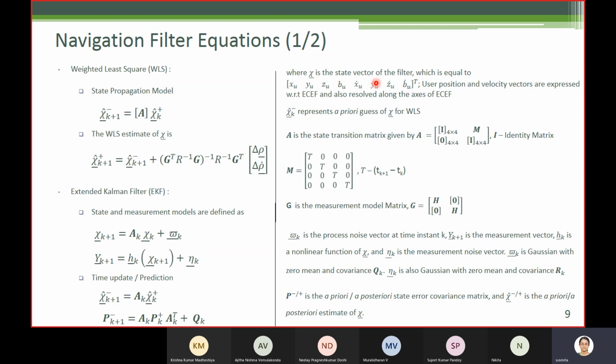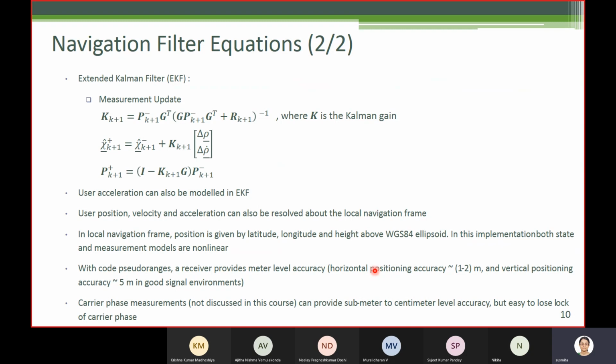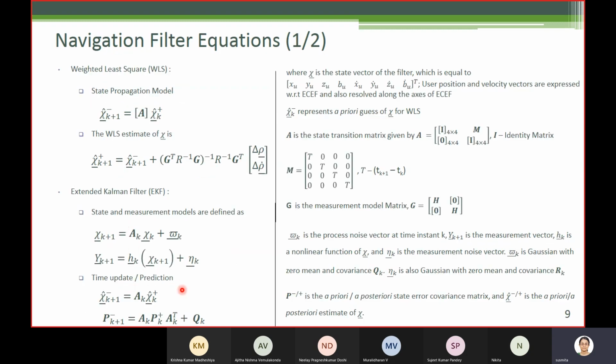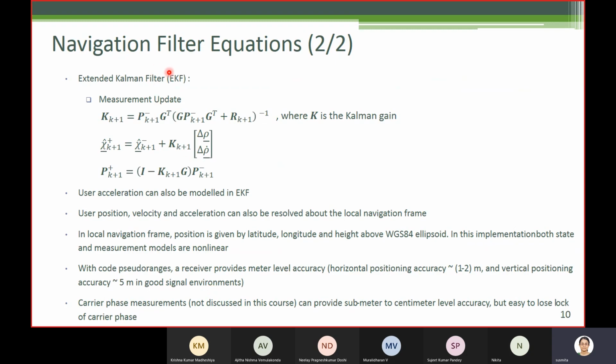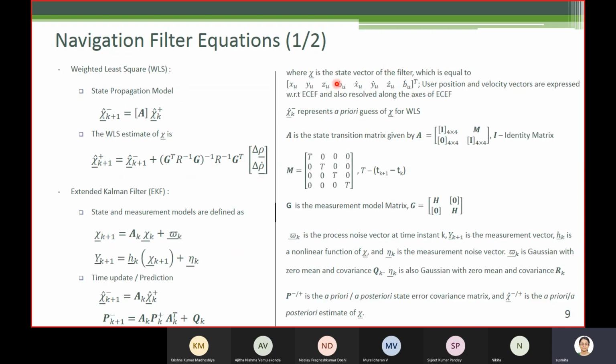What kind of user trajectory will we have? If it is an aircraft, what kind of path will it fly? So based on that prior information, Q has to be set accordingly. Here I have just given the equations for the Kalman filter time update and measurement update equations. I'll not go into this again because we already discussed this in the class. Here we did not estimate the user acceleration, but it is also possible to estimate the user acceleration.